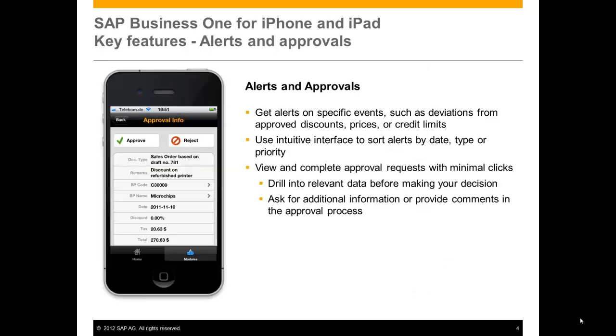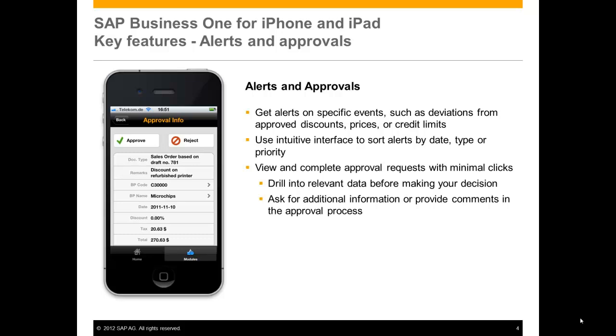So what are some of the key features that are available in the mobile application? Well, the first thing is we give you the ability to interact with the alerts and approvals functionality of SAP Business One. So any alerts and approvals that are triggered in the back-end SAP Business One application will automatically be represented out to you when you're accessing the mobile app. So you can get alerts on specific events like deviations from approved discounts, prices, or credit limits. Plus, you can also interact with any user-defined alerts that you have built in the backend SAP Business One solution.